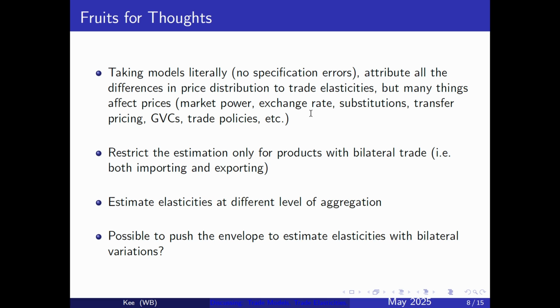Looking at price distribution could be affected by market power, exchange rate, substitution, transfer pricing, a lot of things. You restrict your estimation only for products, I think, with bilateral trade, importing and exporting. How about products that are not doing bilateral trade? Can we estimate elasticity at different levels of aggregation? Can we have bilateral variation as well?